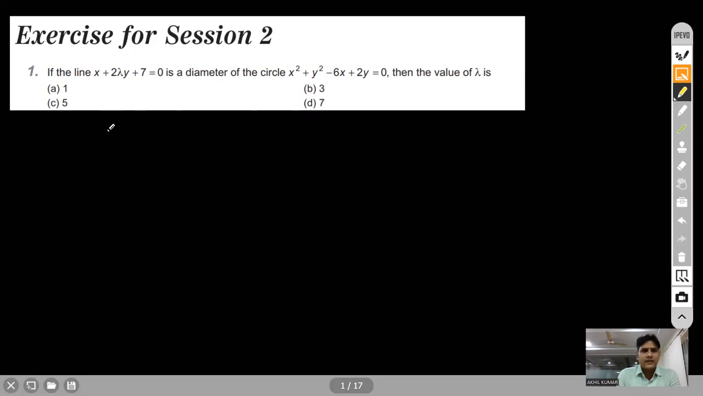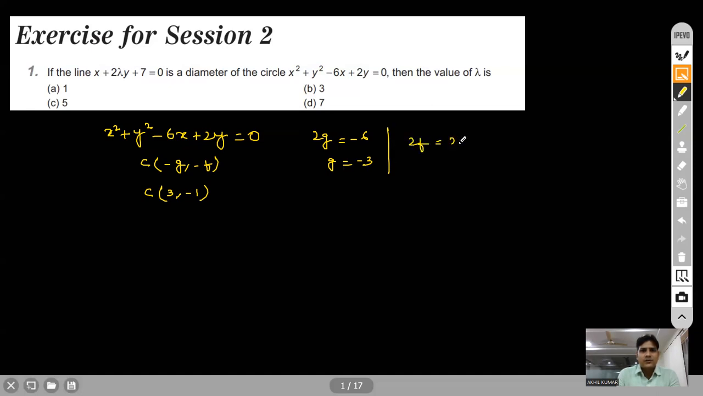Okay, so let me write the equation of the circle. It is x square plus y square minus 6x plus 2y equal to 0, right? So we can identify the center of this circle. Center will be minus g comma minus f, or we can say 3 comma minus 1, because 2g is minus 6 here, so g becomes minus 3, and 2f is 2 here, so f becomes 1. So our center is minus g, means minus of minus 3 is 3, and minus of f means minus 1. Now this is the center of the circle, right?